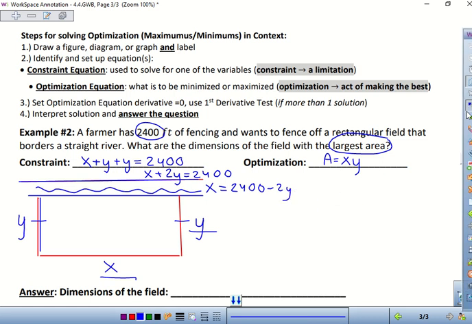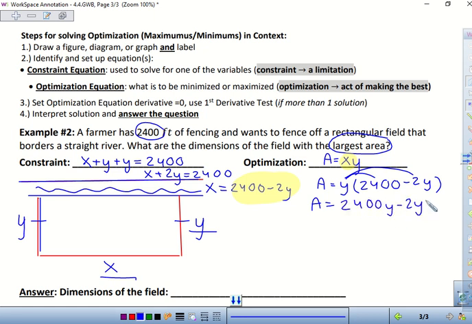Now you're going to take what you know X to be equal to and plug it in for X in the area equation. So we get A equals Y times (2,400 minus 2Y). So does everybody see how I've subbed in for X there? I just wrote it the other way around because it's easier to distribute. So we're going to distribute. We get what? 2,400Y minus 2Y squared. Good. Then what do we do?